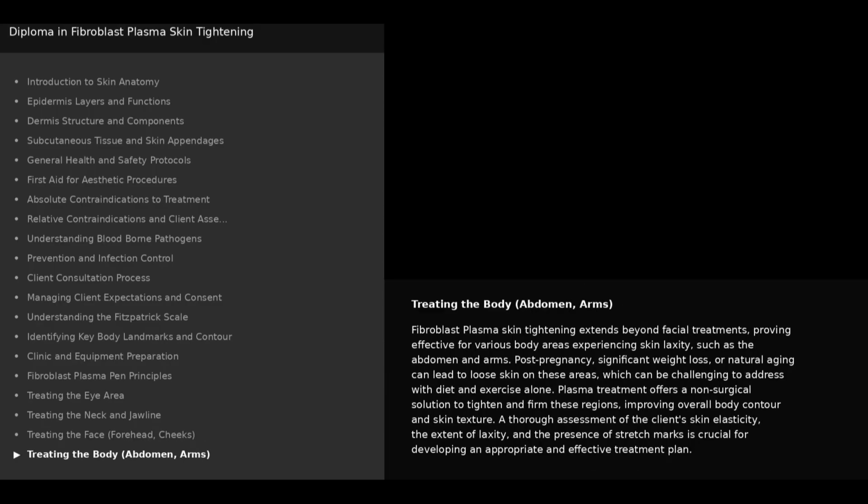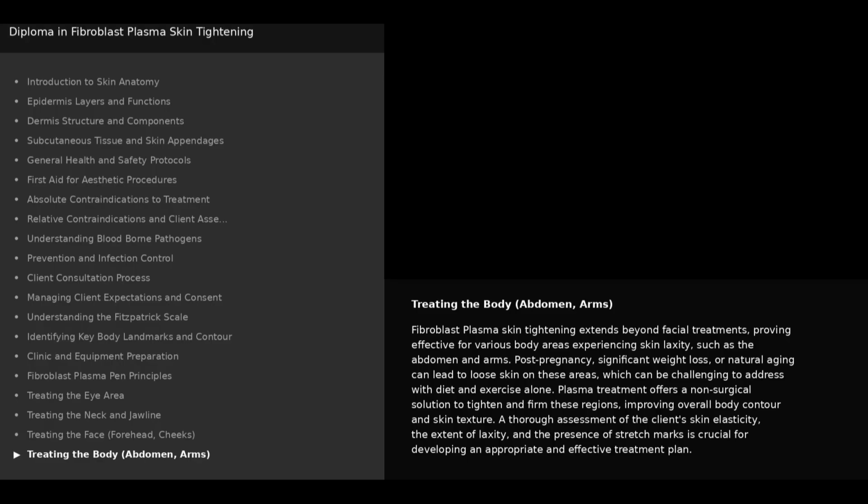Treating the body, abdomen, arms. Fibroblast plasma skin tightening extends beyond facial treatments, proving effective for various body areas experiencing skin laxity, such as the abdomen and arms. Post-pregnancy, significant weight loss or natural aging can lead to loose skin on these areas, which can be challenging to address with diet and exercise alone. Plasma treatment offers a non-surgical solution to tighten and firm these regions, improving overall body contour and skin texture.